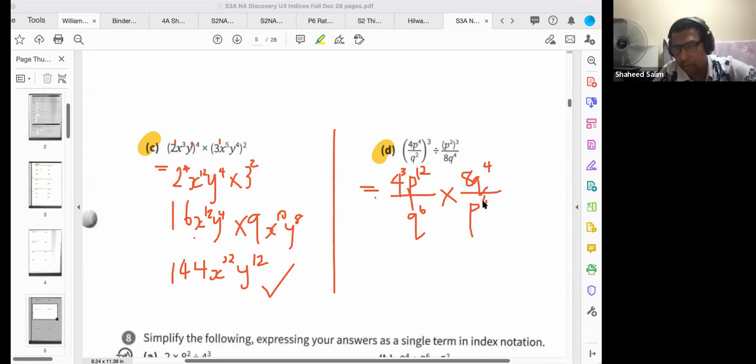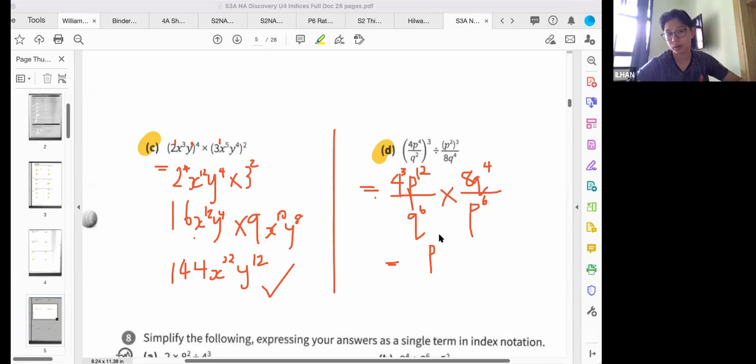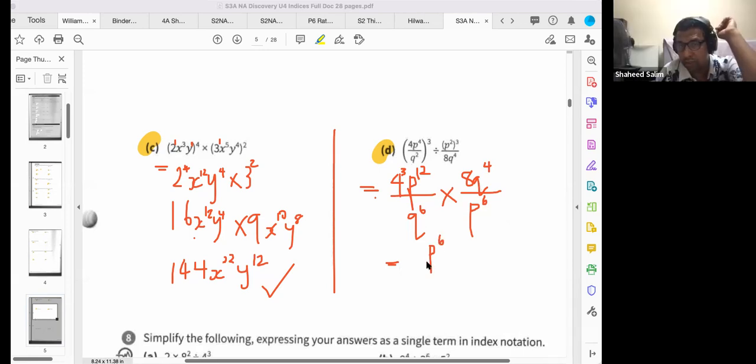6. Good. Okay. So now you know that divide means you minus the power, right? Yeah. Okay. So now you have P12, P6. So the top is bigger. So you will be left with what power on top? P to the power of 12 minus the power of 6. Good. Q4, Q6. Q6 is bigger, right? So Q to the power of what below?